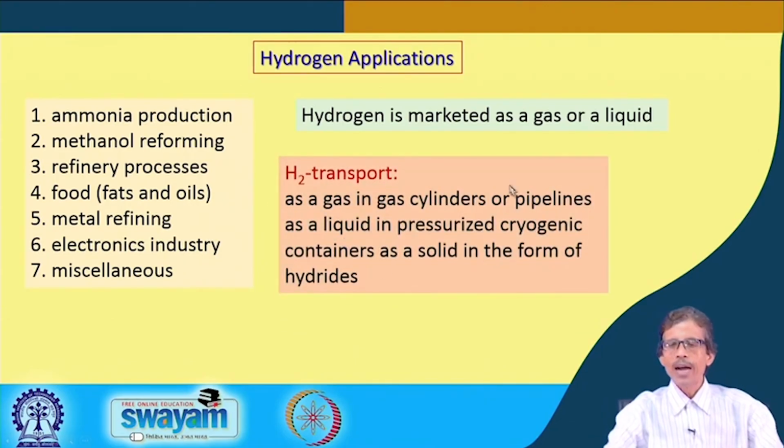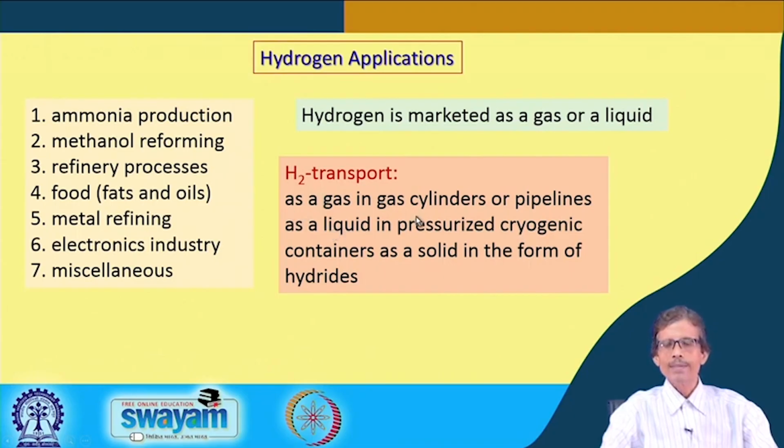So if we can have hydrogen in gas or as liquid, then transport of hydrogen would be a difficult task. As a gas it can be transported by cylinders or in pipelines, or as a liquid in pressurized cryogenic cylinders, because at cryogenic, which means at a low temperature, we have to go for pressurized liquefaction of these, or as a solid in the form of hydrides.